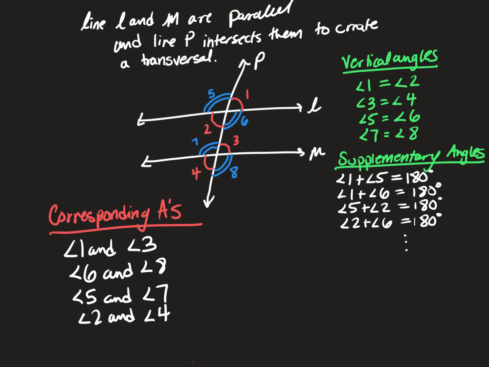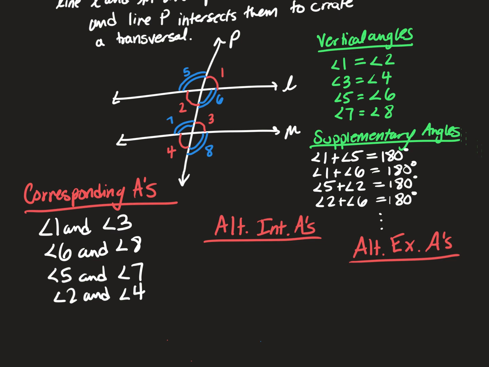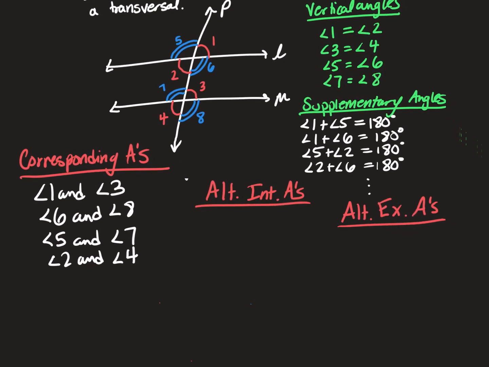Then we have alternate interior and alternate exterior angles. So alternate interior angles, and then we have alternate exterior angles. Okay, I'm abbreviating a lot because I don't want this video to be so long. So if you look at the transversal, exterior means outside. So 5, 1, 8, 4 are all exterior. Interior means inside. 2, 6, 3, and 7.